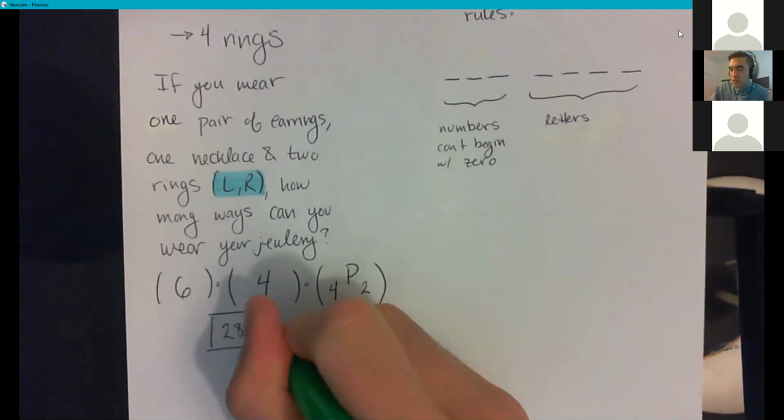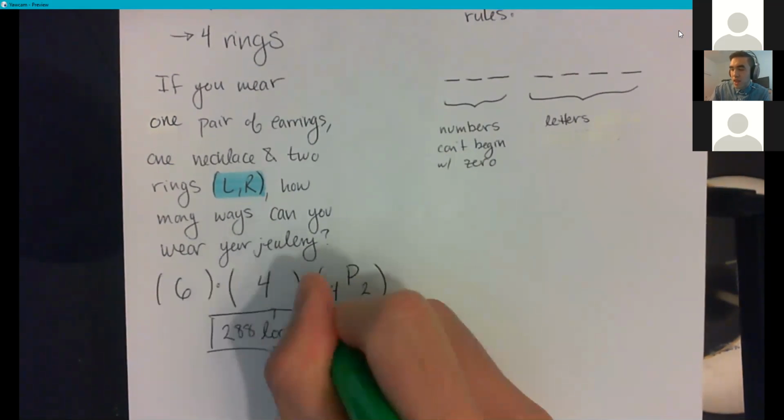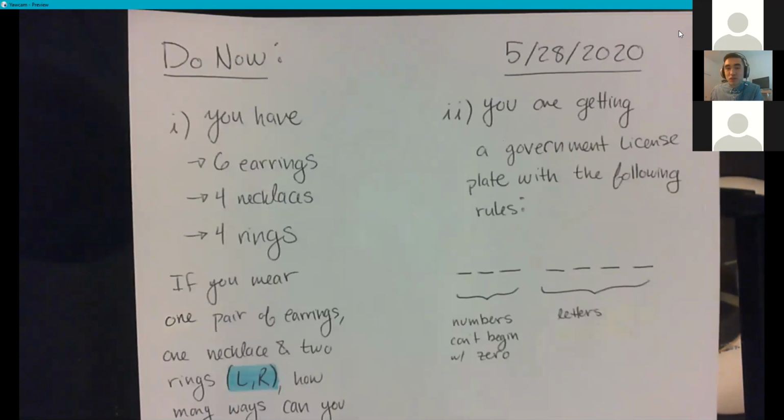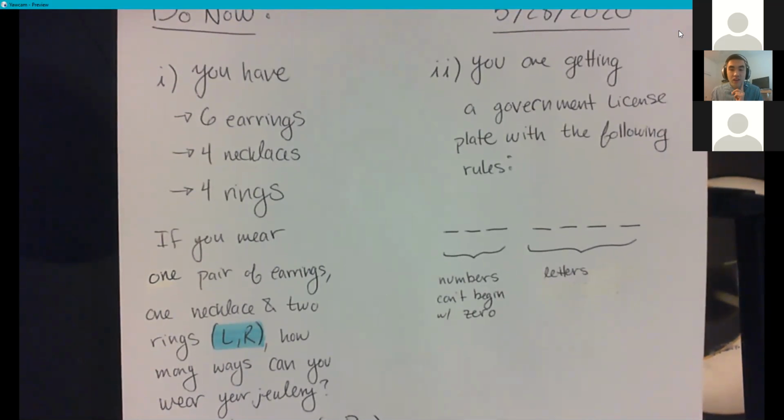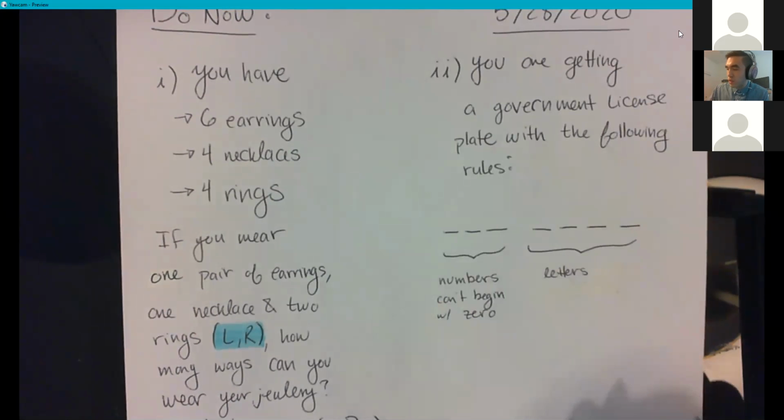Always give units. Anyway, item number 2. We are getting a government license plate with the following rules. Numbers, 3 numbers, but they can't begin with 0. And then letters. And then I'm going to show you guys the version of this that we were looking at before, of how we would deal with this if it was letters without repetition. Just kind of an extra wrinkle that would change the way that we would think about this.